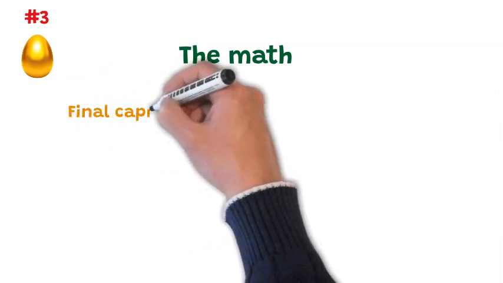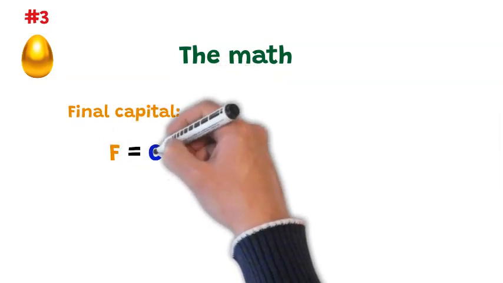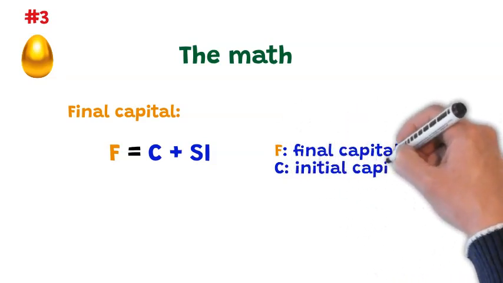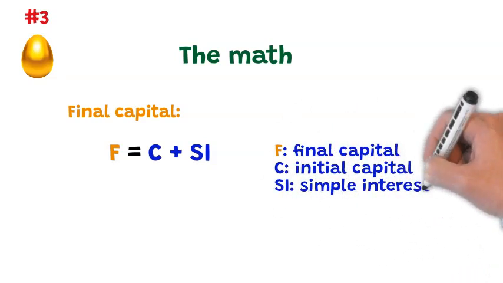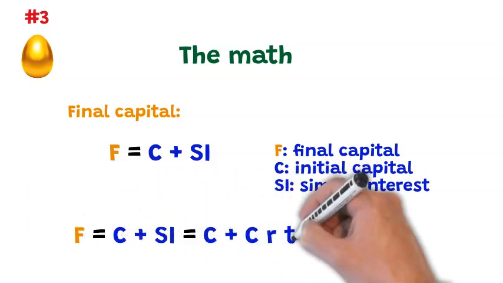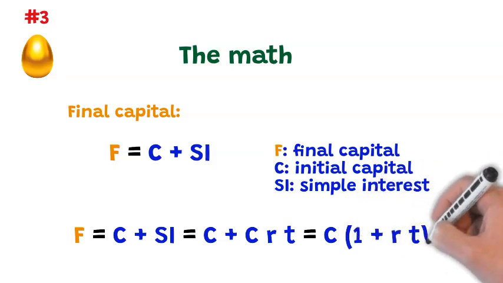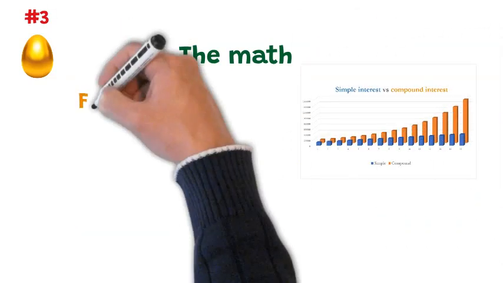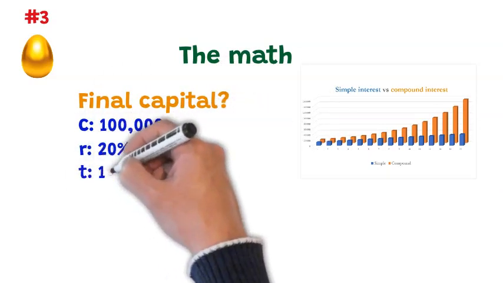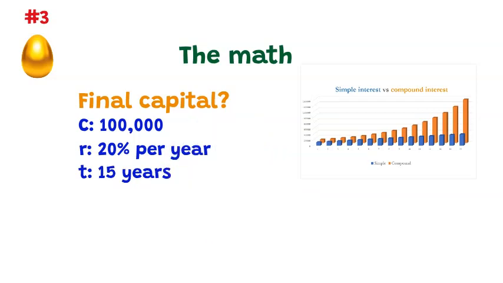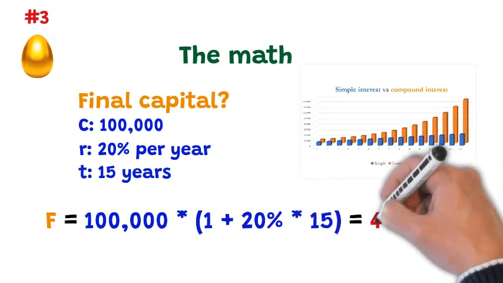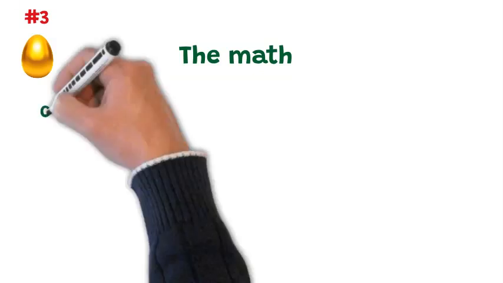The formula to calculate the final capital at any time is as follows: F equals C plus SI, where F is the final capital at any time, C is the initial capital, and SI is the simple interest. If we do some substitution and tidy up the formula, we get F equals capital times 1 plus rate of interest times T. In the example of the chart, if we want to know what the final capital will be starting with 100,000 at 20% growth per year after 15 years, we apply the formula as follows: F equals 100,000 times 1 plus 20% times 15, which is 400,000.